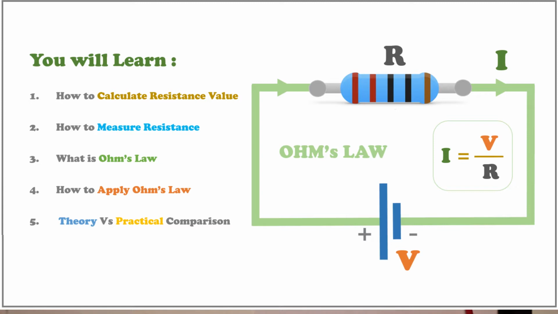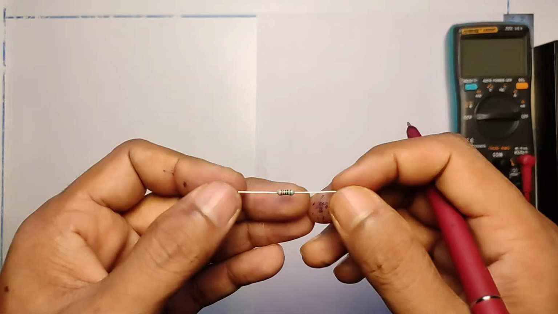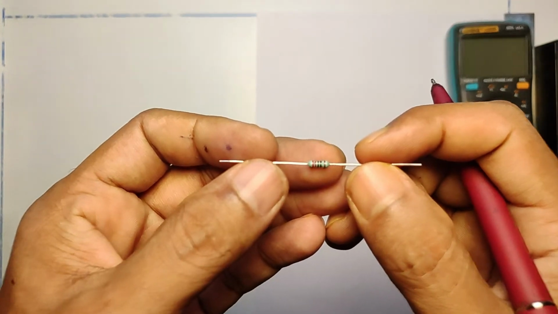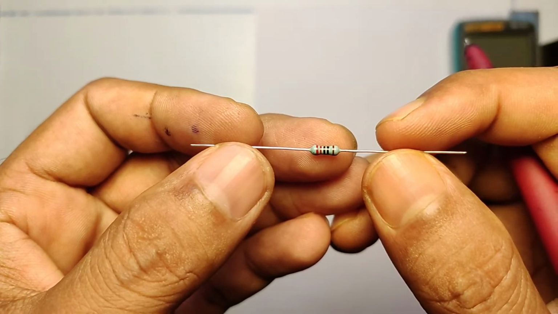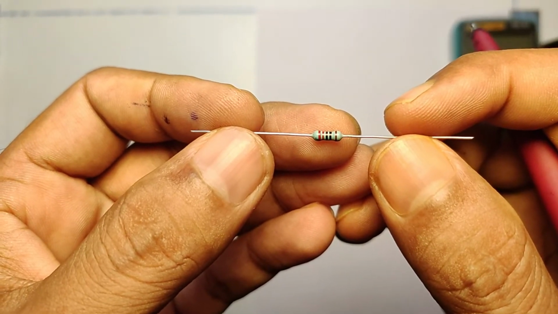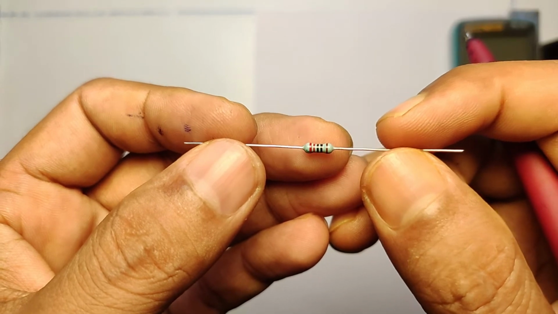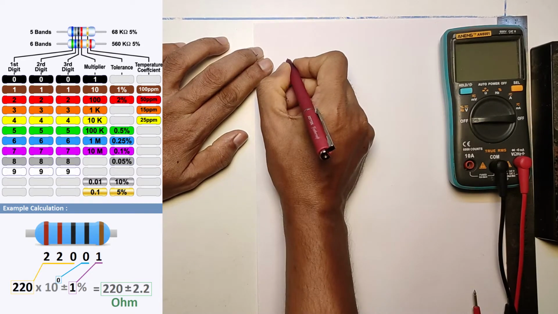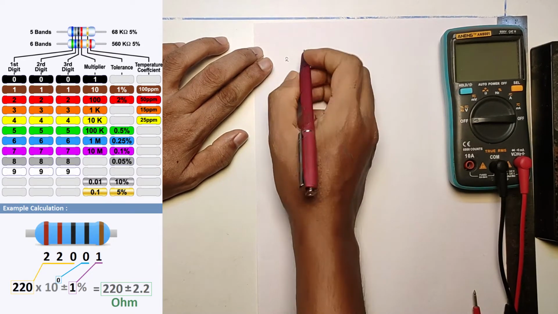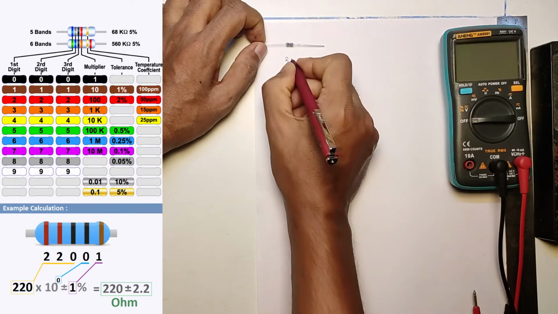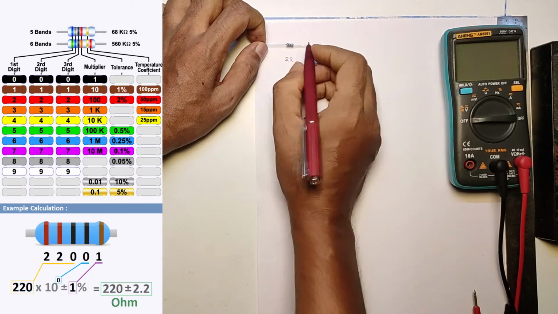To begin with, we need a resistor. Here we have a resistor. You can see it's a resistor with 5 color coding. Clearly you can see red, black, brown. As per the color coding scheme, red stands for 2. I will calculate the value of this resistance. 2. Again there is a red, so again 2. Again there is a black.